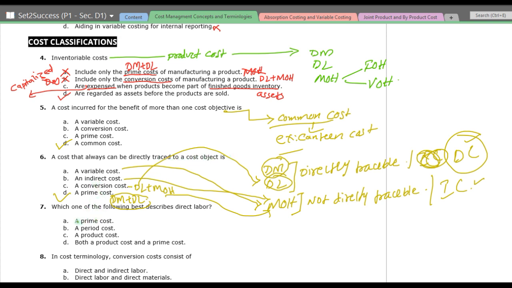Next. Which one of the following best describes direct labor? What is direct labor? So we have prime cost. Direct labor is not a period cost. So either it's a product cost, or it's a prime cost, or it's both a product cost and a prime cost. So let us see what is a product cost.